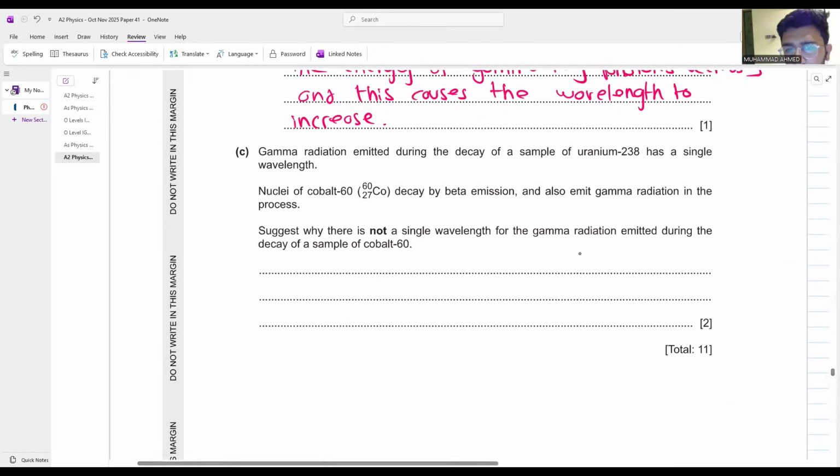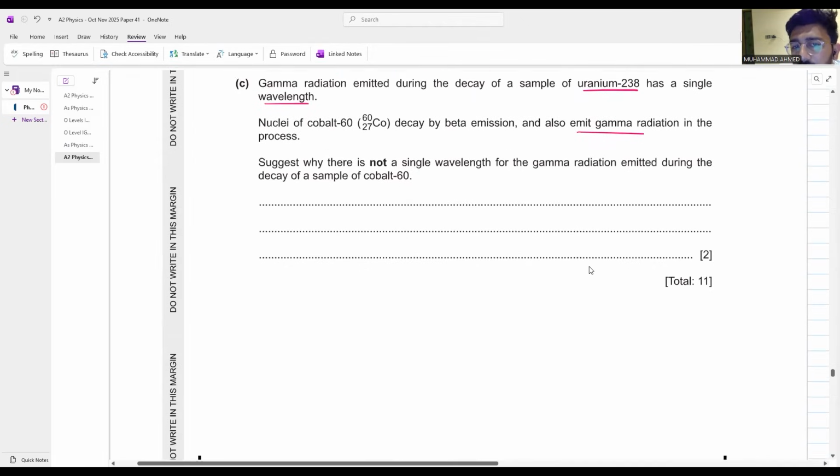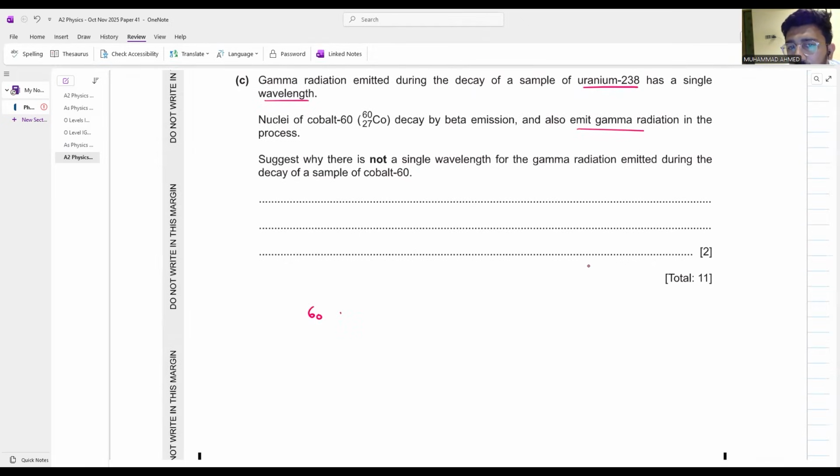Gamma radiations emitted during the decay of a sample of uranium 238 has a single wavelength. Nuclei of cobalt 60 27 decay by beta emission and also emit gamma radiation in this process. Now this is an AS level question. If your cobalt is decaying by beta emission, what will happen? Mass number remains same, proton number increases by 1. You will have a beta negative particle and a gamma radiation.